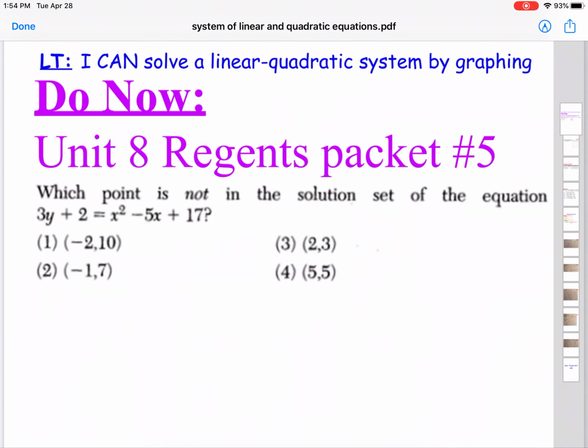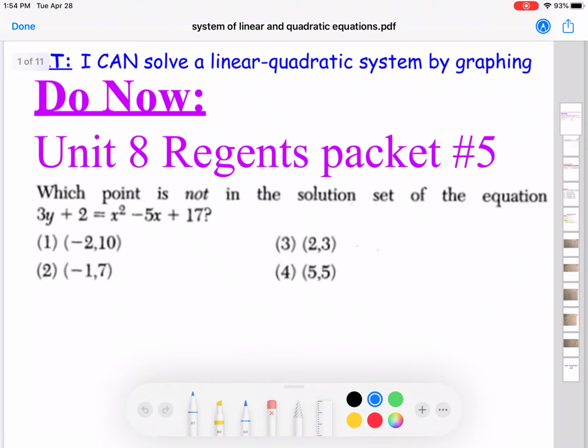Okay, today we're going to get into our last lesson of Unit 8. Our learning target for today says, I can solve a linear quadratic system by graphing. If you remember in our work with systems of equations, that always means that we have two equations. So in this lesson, we're going to be working with two equations at the same time, one of which will be linear and one of which will be quadratic.